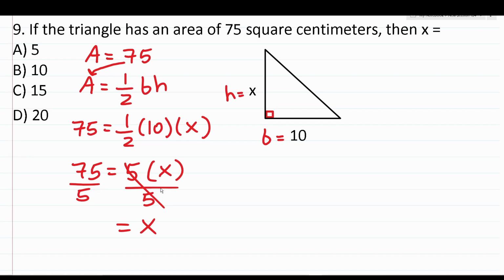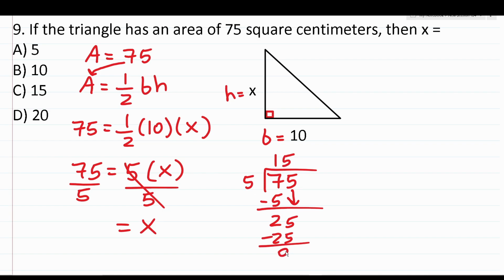If you can't do that mentally, you could always do it off to the side. Again, I can write this as long division like this. 75 divided by 5. 5 goes into 7 one time without going over. 5 times 1 is 5, of course. 7 minus 5 is 2. Drop down this 5. 5 times 5 is exactly 25. And since I hit that 0, I know there's no remainder, and I'm done doing this long division. So x in this case is simply 15, which is answer choice C.